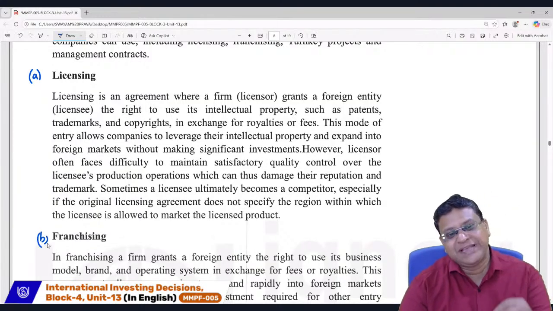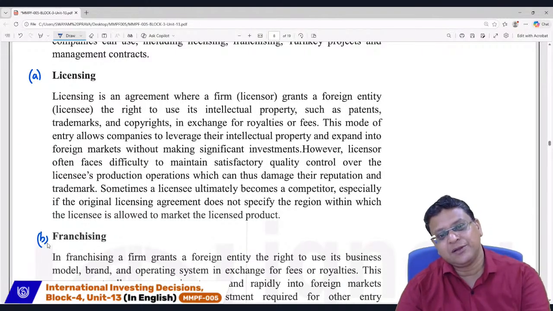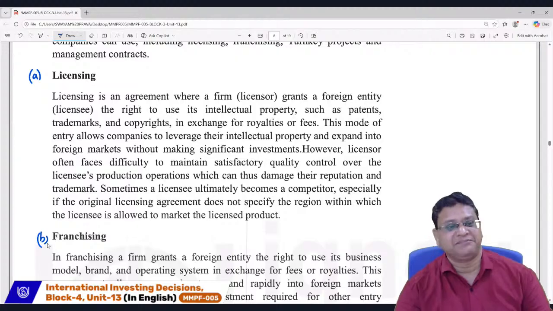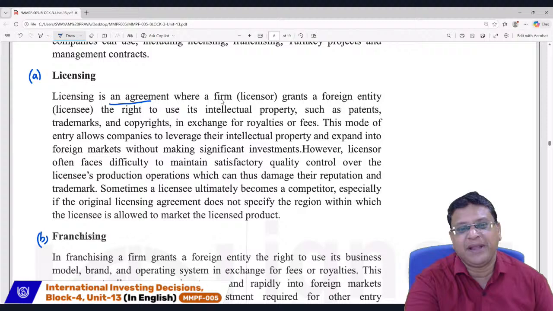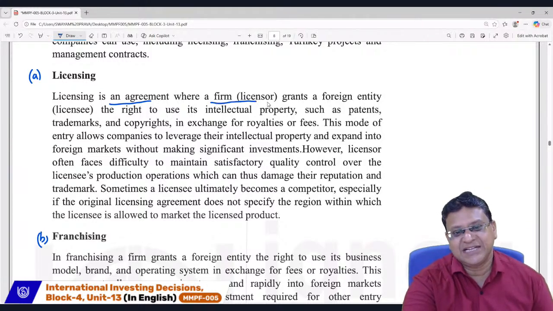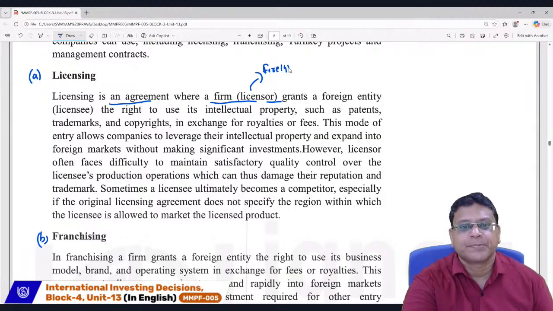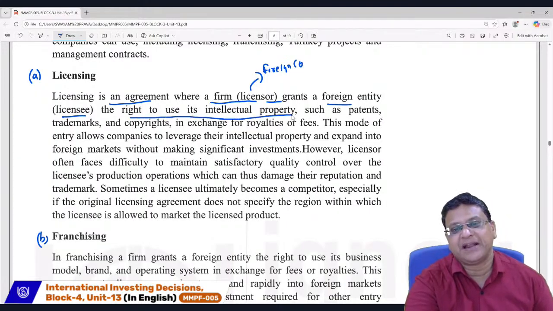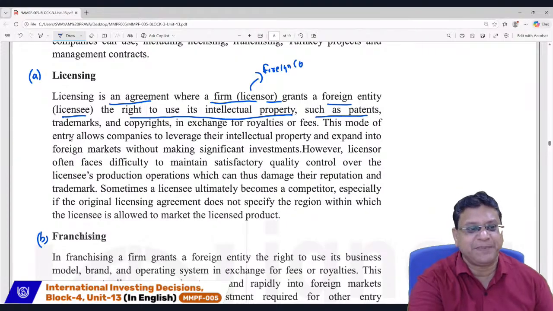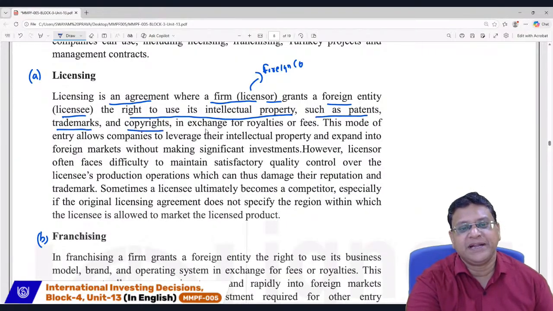Licensing means you give a license to a foreign player to sell goods on your behalf. That is known as licensing. Licensing is an agreement where the firm, the licensor, grants a foreign entity or licensee the right to use the IPR, his name, such as patents, trademarks, and copyrights, in exchange for royalty and fees.